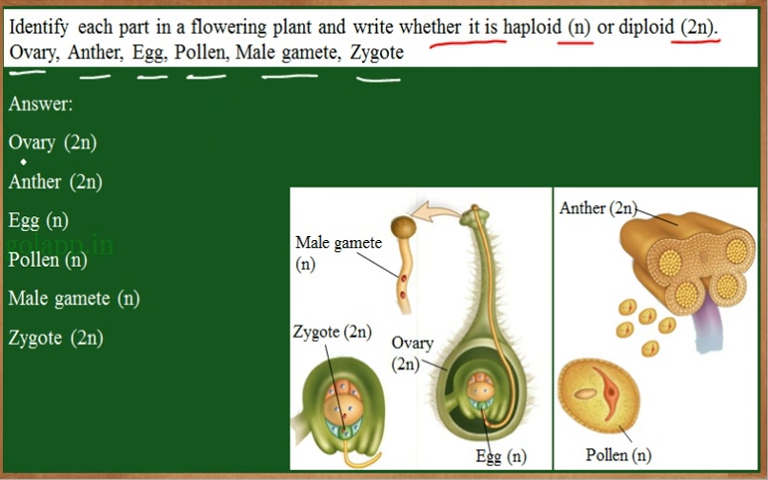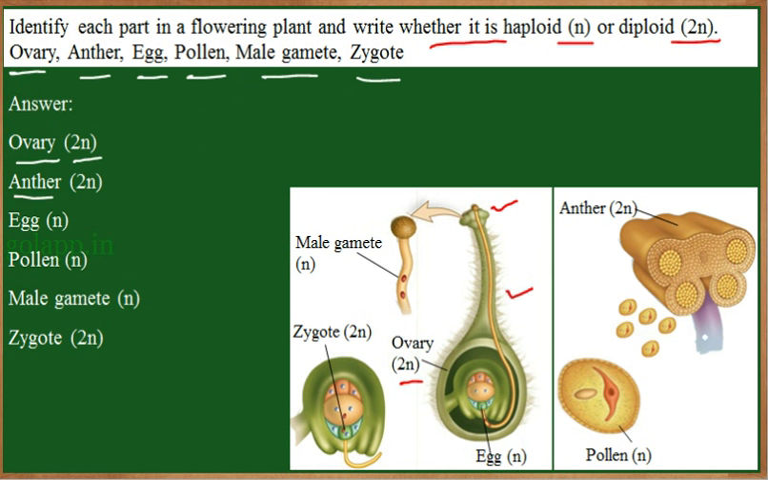Now the first one, ovary. Now ovary is a part of a carpel. Now carpel includes stigma, style and the ovary. Now this is ovary. Now whether it is a haploid or diploid. Now this ovary will have an embryo sac, and inside the embryo sac the egg cell would be present. But the cells in the ovary are diploid in nature. So ovary is diploid.